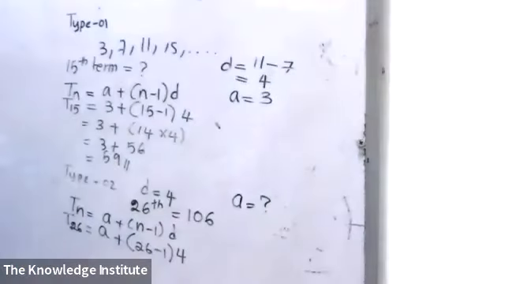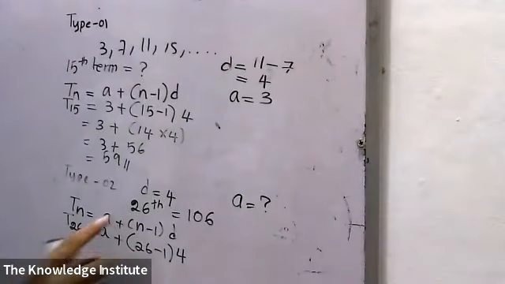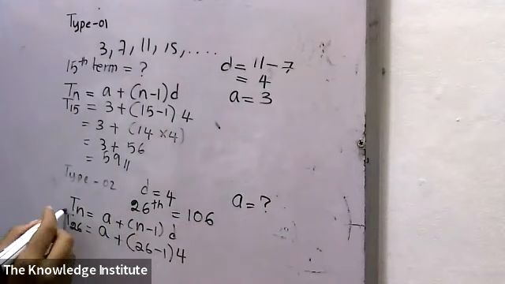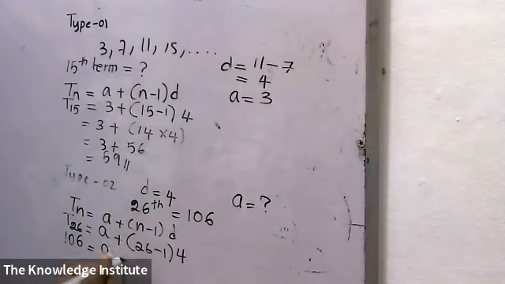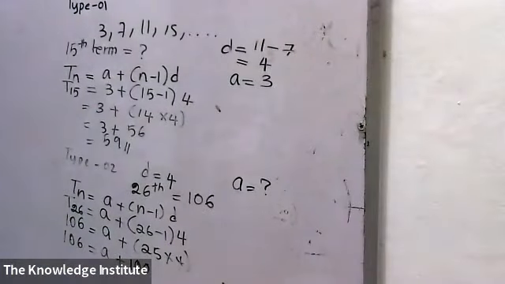Then, do we know the 26th term? Of course, 106. So T26 will be equal to 106. Do we know a? No, we are going to find it. 26 minus 1 is 25. 25 into 4, you already have 106. a plus 25 into 4 is 100. 25 into 4 is 100.